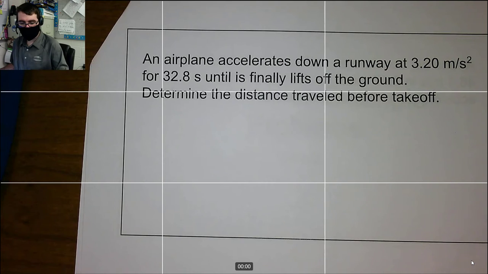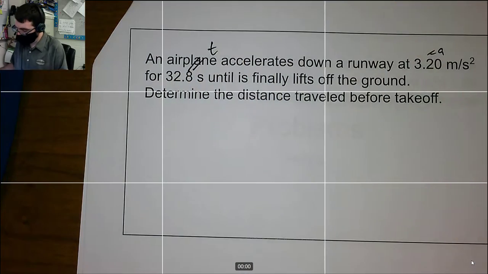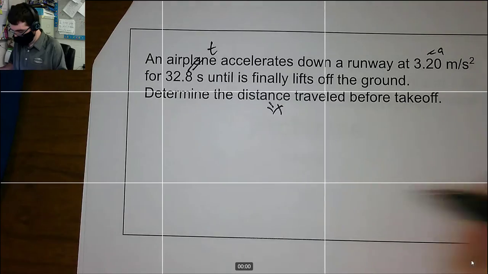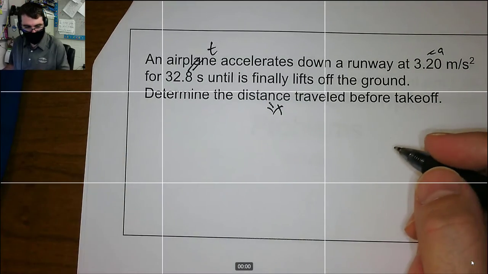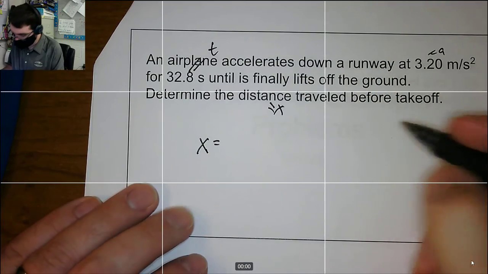Moving over here, an airplane accelerates down a runway, so that's an acceleration for that amount of time until it finally lifts off the ground. Determine the distance it travels. So this is going to be our long kinematic equation again. When you look at the formula page and look for formulas that have those values, use those values.